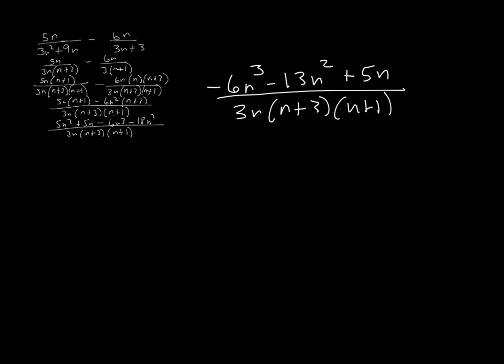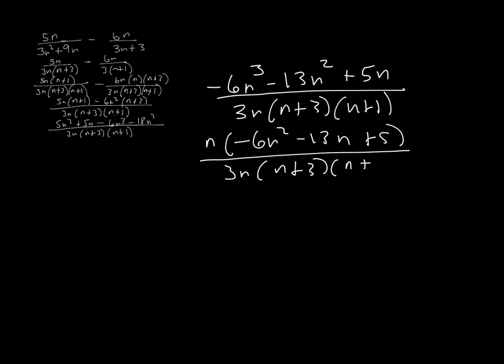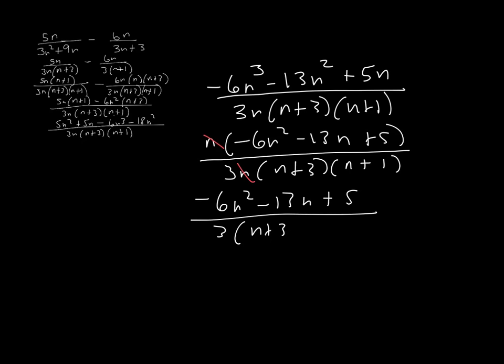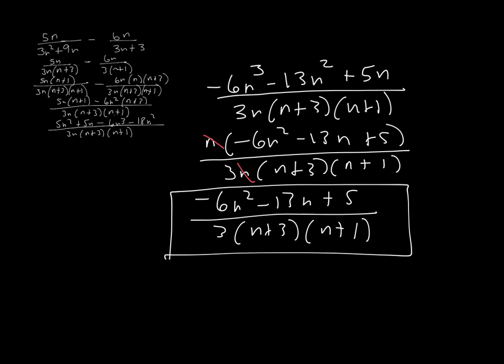So I'm going to write n, parenthesis, negative 6n squared minus 13n plus 5 all over 3n, n plus 3, n plus 1. And then from there, I know that I can cross out these two n's like that. And so, final answer, negative 6n squared minus 13n plus 5 all over 3, n plus 3, n plus 1. Good enough for me.